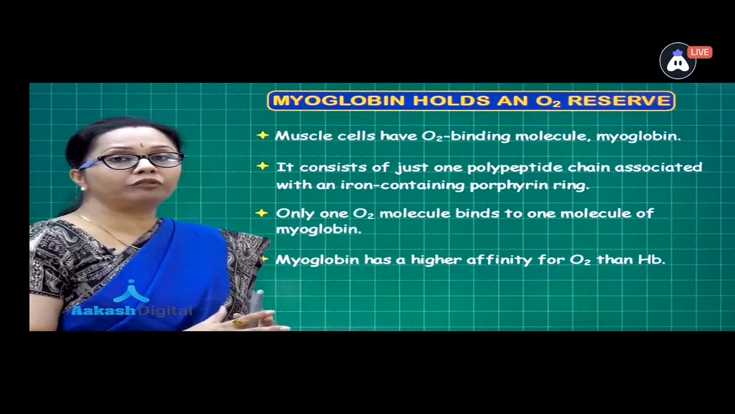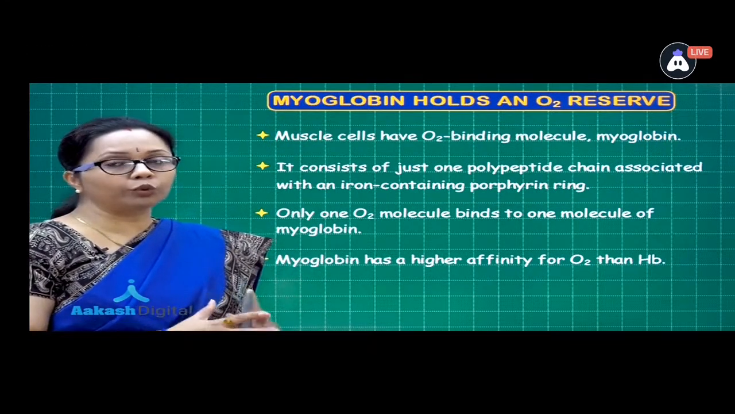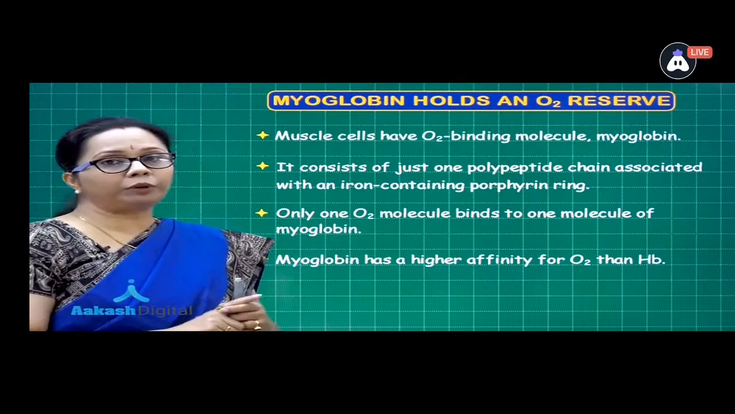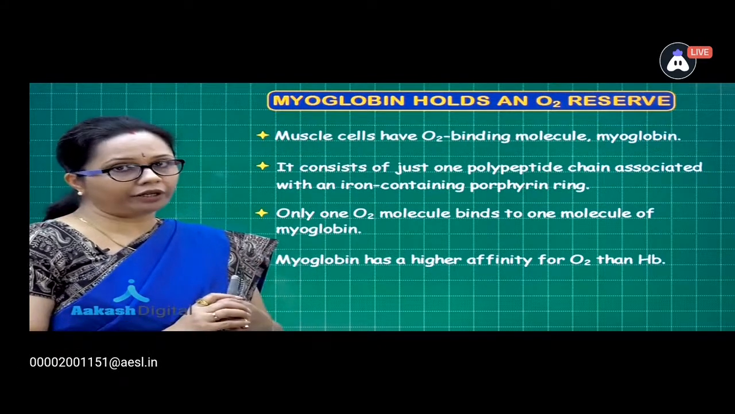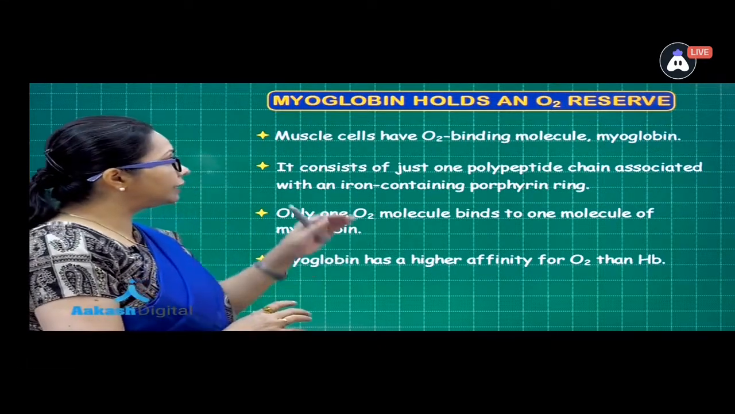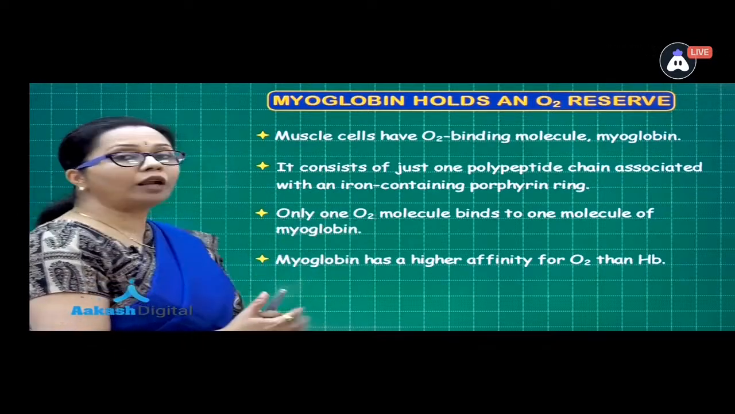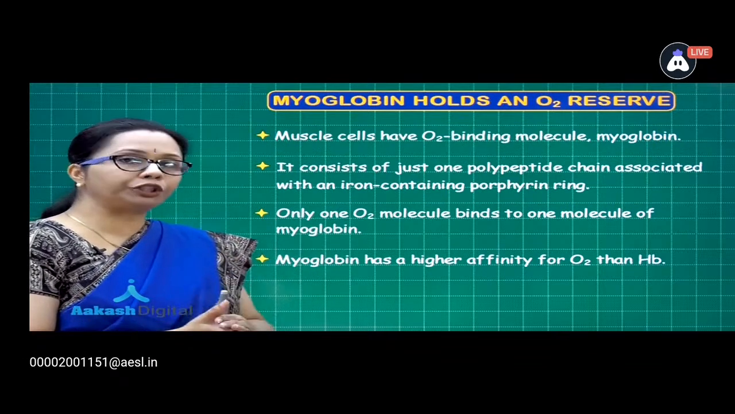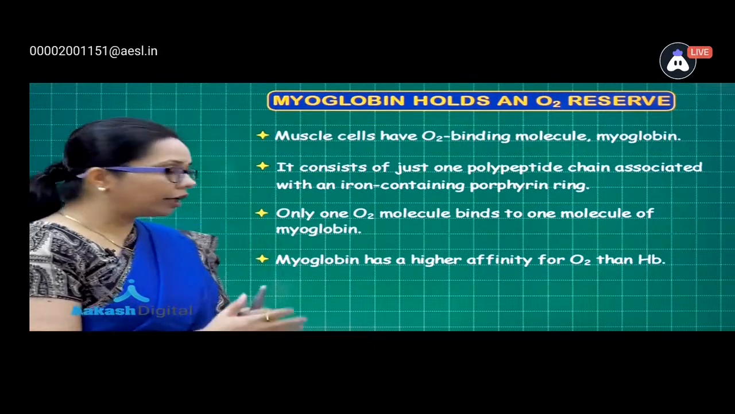So unlike hemoglobin, which is having 4 polypeptide chains, one myoglobin molecule will be having only one polypeptide chain, and with that polypeptide chain there is one heme porphyrin, that is iron porphyrin, attached with it. So that means one molecule of myoglobin will bind only with one molecule of oxygen. So we can say the binding ratio of myoglobin to hemoglobin is 1:4.